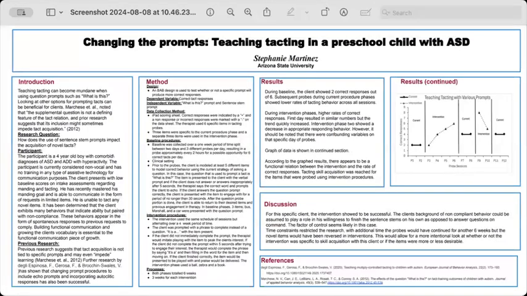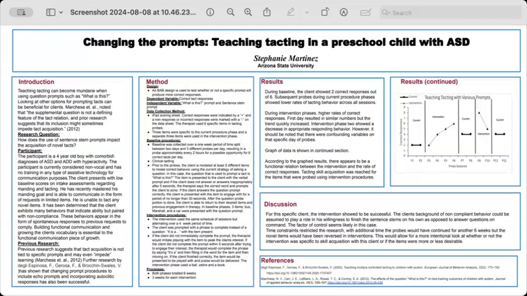We did 12 total probes. And the data shows that there appears to be a functional relation between the intervention and the rate of correct responses. So tacting skill acquisition was reached for the items that were probed during intervention procedures. You can see those two responses on the current probe. We jump up to 4 and then we stay at 4. There was a slight decrease in probe 10. Again, that had to do with some of those confounding variables on that specific day.